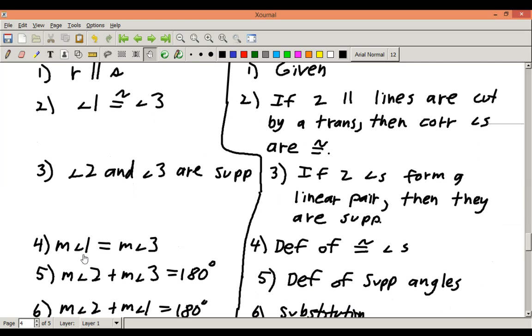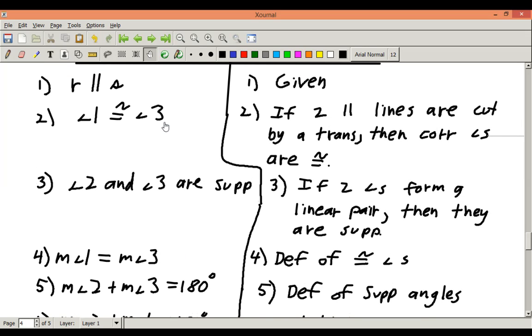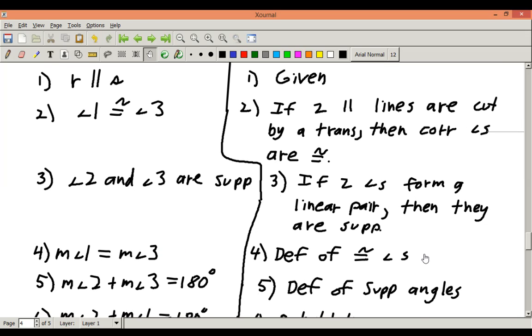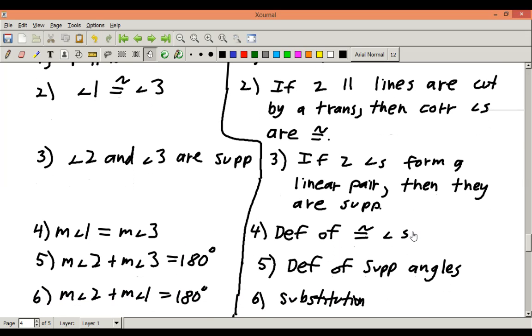Okay, look at statement 4. So it says the measure of angle 1 is equal to the measure of angle 3. That follows directly from statement number 2. We said those two angles are congruent. Now we're saying their measures are equal by the definition of congruent angles. All right, look at statement number 5.